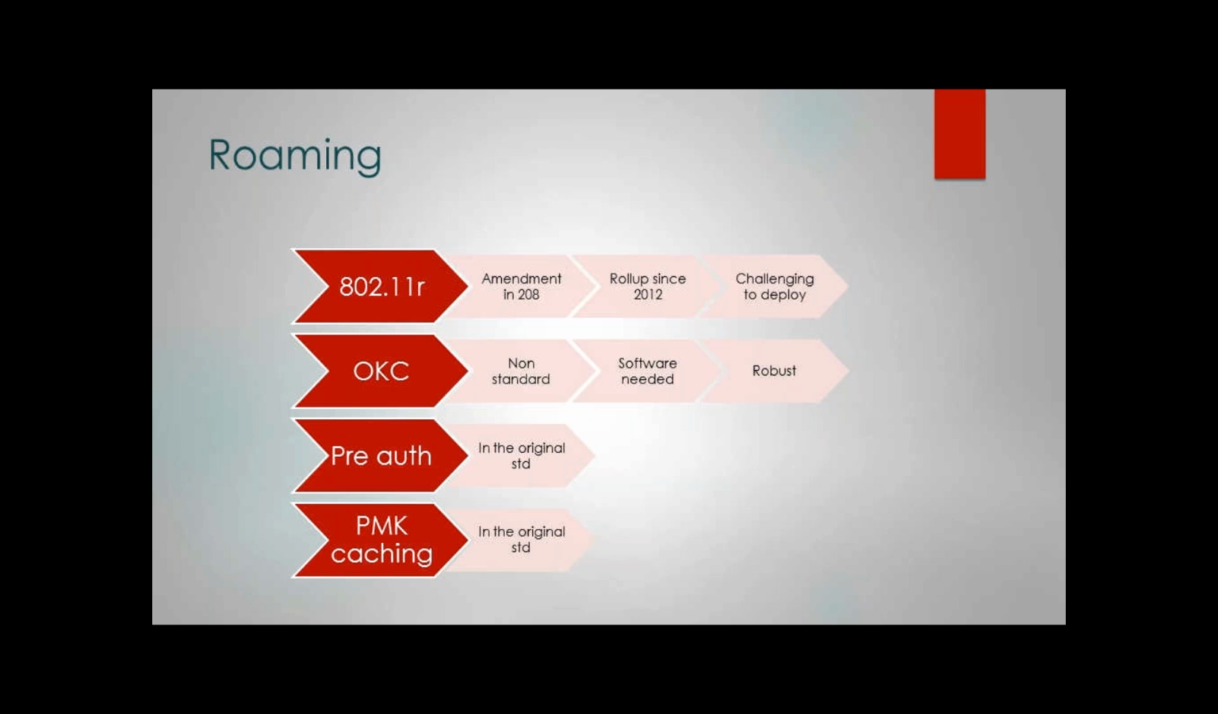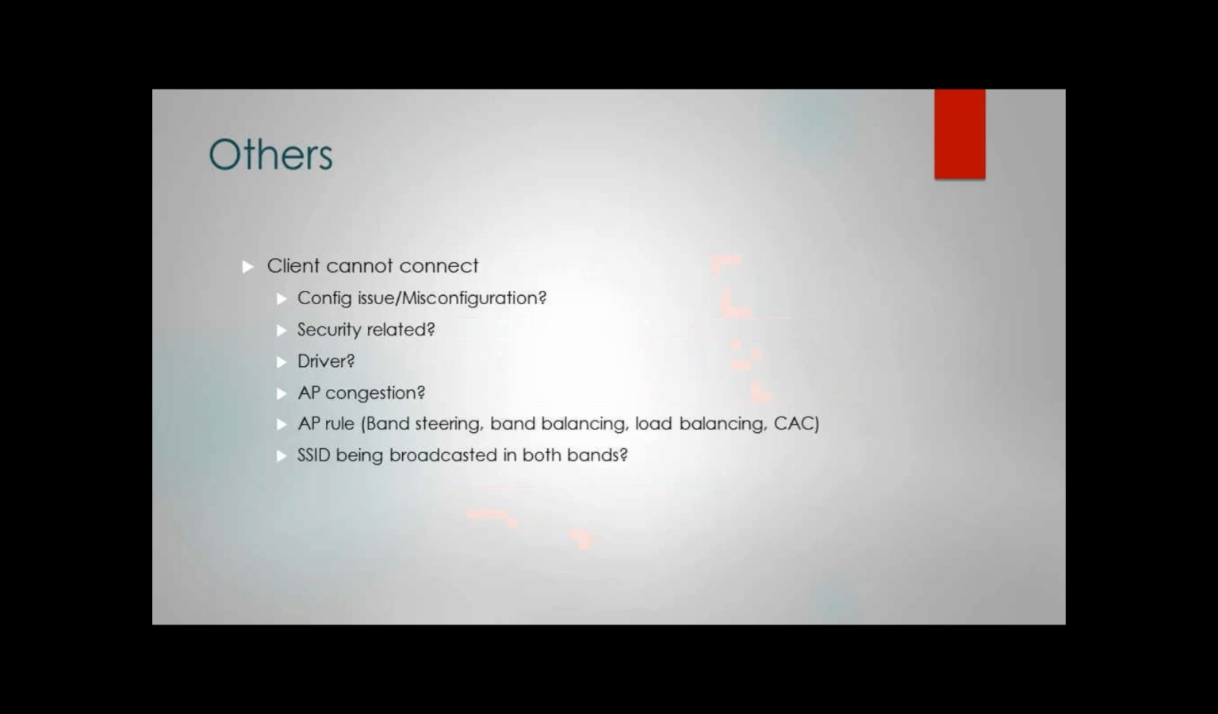And then we have other protocols in roaming itself, like OKC, that was not standard, you needed software, but it was accepted pretty well, it was robust. And then we have the original ones, that is pre-authentication and PMK caching. This is another problem that you will see very often in your troubleshooting. And there are others, obviously.